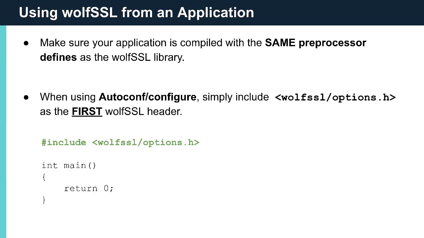Now, if you're using autoconf and configure, our configure script generates a header called options.h, formerly, wolfSSL/options.h. And what it does is dump all of the preprocessor defines that were used to compile wolfSSL into this header. So it makes it super easy from your application perspective that you just include this one header as your first wolfSSL header, and you're good to go. If you're not using AutoConf, then the user_settings.h header could be a good way as well to make sure you're consistent with settings across library and application.